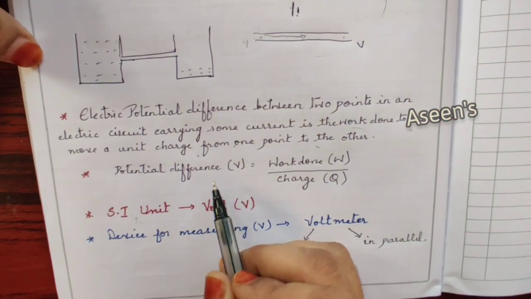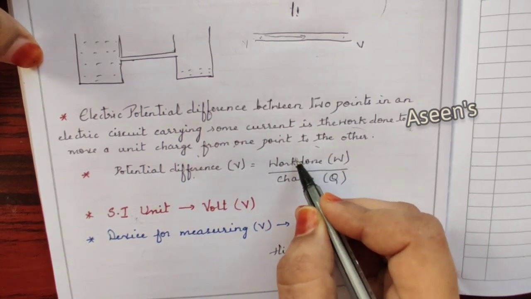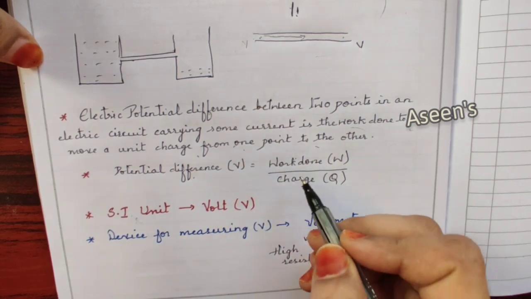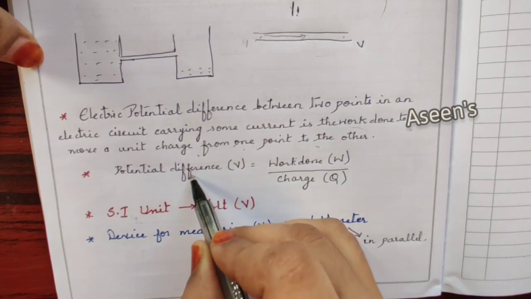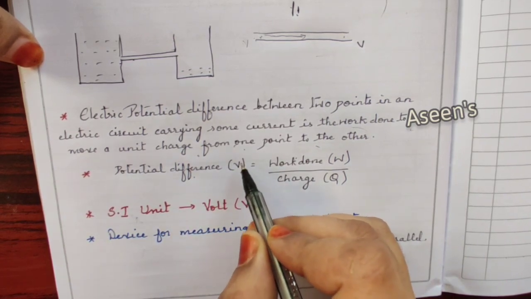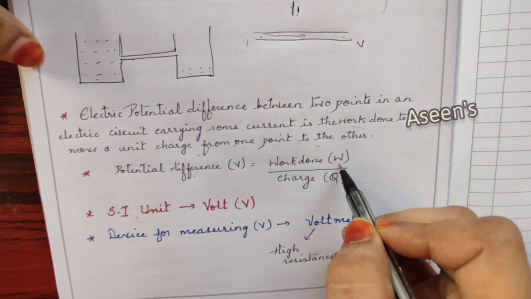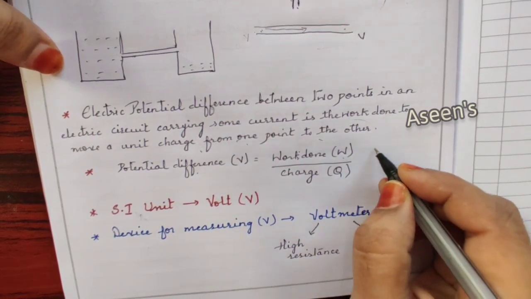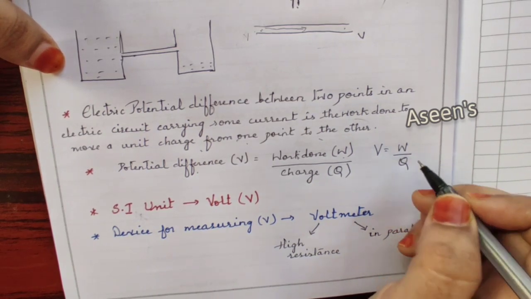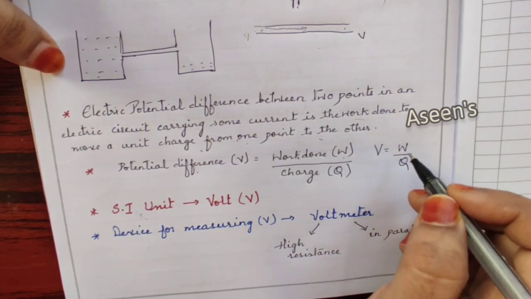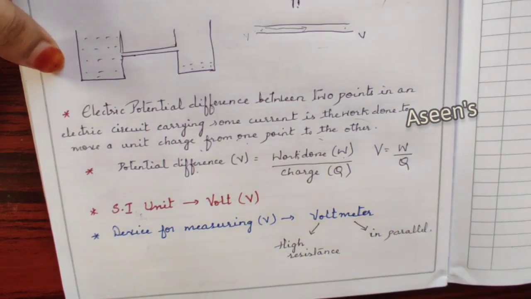So according to the definition, potential difference is nothing but work done to move a charge from one point to another. Now if I have to write it in the form of a formula, potential difference, which is denoted as V, is nothing but work done, denoted as W, upon charge, the amount of charge which it is moving, Q. So how much work is being done and how much charge is being moved. If you divide it, you are going to get the value for the potential difference.